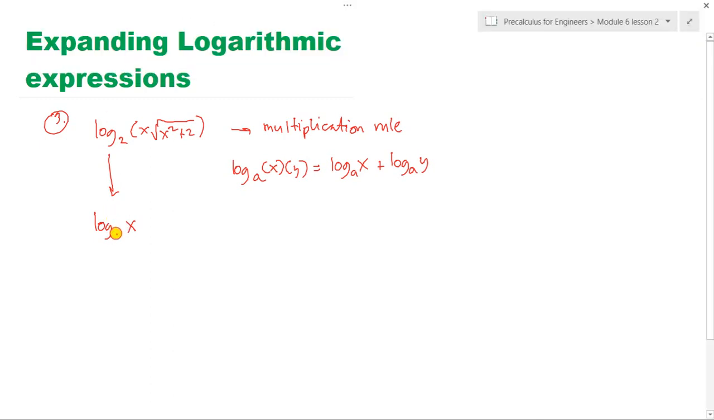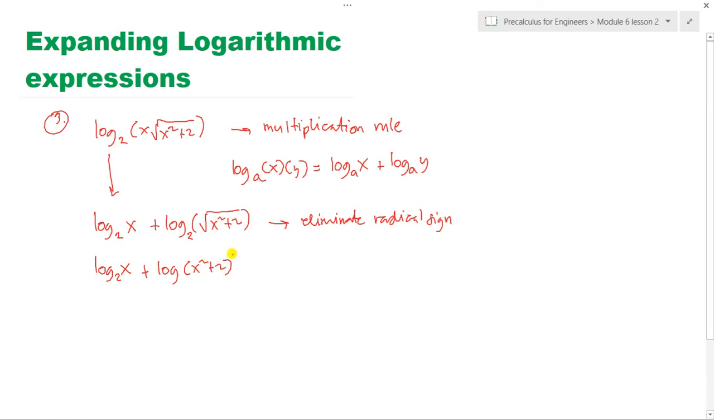Plus the log of the square root of x squared plus 2 to the base of 2. So here we eliminate the radical sign. We change it into exponential form, that is just log of x to the base of 2 plus the log of x squared plus 2 raised to exponent 1/2 to the base of 2.